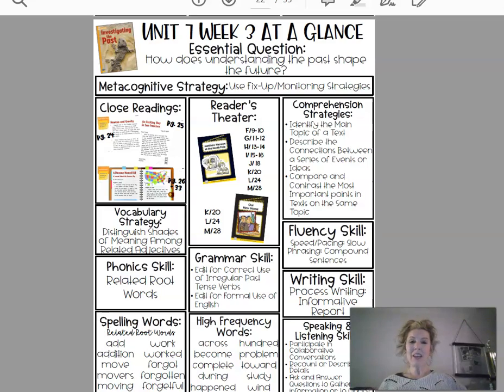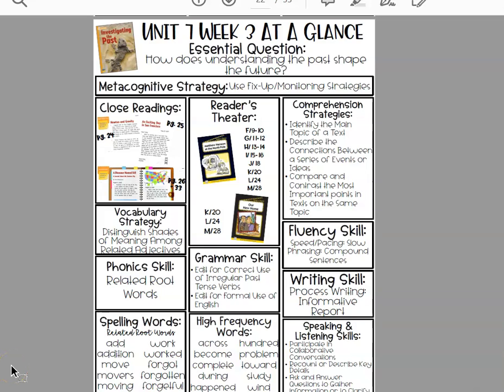So today starts a new week in our literacy. We are still in Unit 7, but we are in our final week. So week 3, let's take a look at our at a glance, our strategies and the overview of the week. Our essential question remains the same. How does understanding the past shape the future?